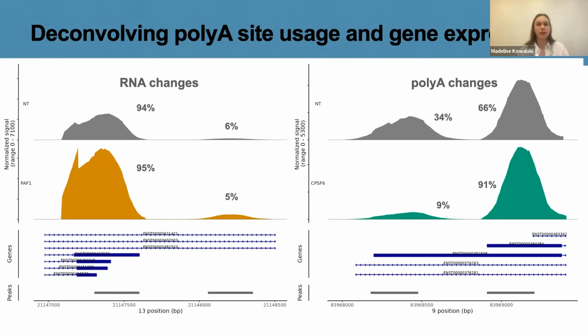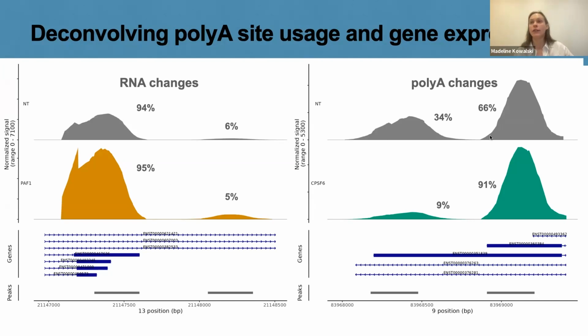However, as Harm mentioned, there's a lot of redundancy between gene expression and polyA site counts, and we needed a method to deconvolve these two. So to illustrate this point, I'm showing 2 examples looking at the 3' end of these genes. And in the example on the left, we have 2 polyA sites. And when you compare non-targeting cells to cells where PAF1 was perturbed, we see a large increase in the expression of this gene, but the relative usage between these 2 polyA sites is basically the same.